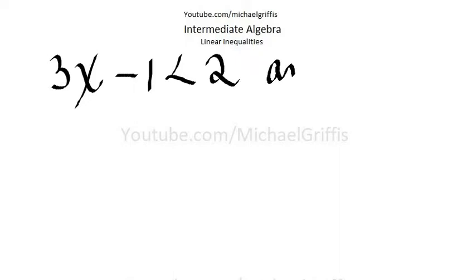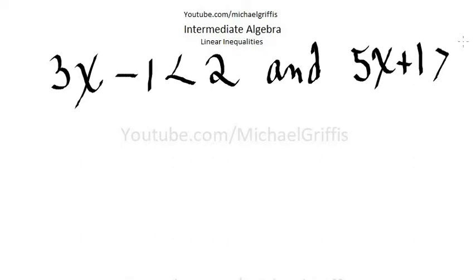Alright, let's see. What are we doing here? We're working some examples. 3x minus 1 is less than 2, and 5x plus 1 is greater than 9. Okay, so we want to graph both of these on the number line and see what's going on from there.